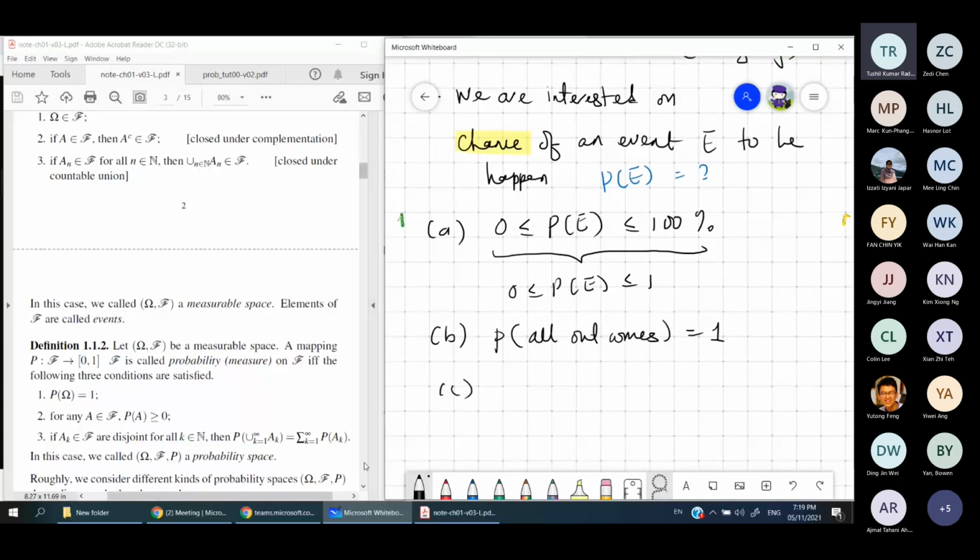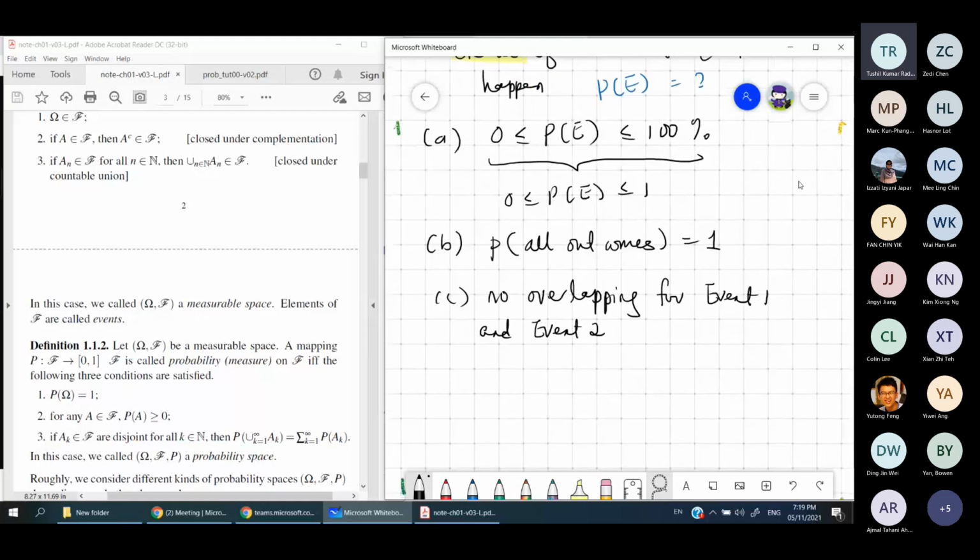And C, let's say there is no overlapping for event 1 and event 2. If there's no overlapping for event 1 and event 2, then the chance for the combination of them must be the sum of their chances. I don't think I need to give you an example, since you have learned this in your undergraduate, but that's the idea. So we have 1, 2, 3.